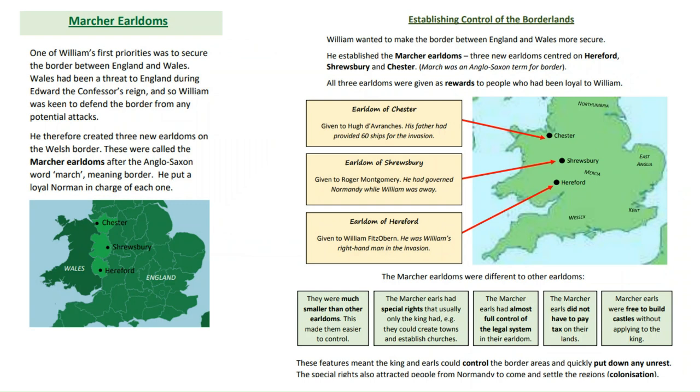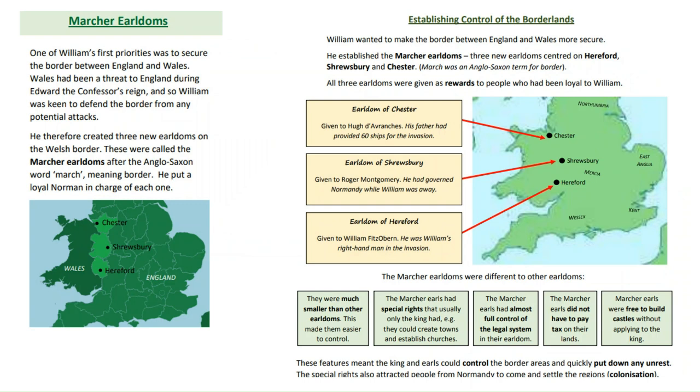He therefore created 3 new earldoms on the Welsh border. These were called the Marcher earldoms, after the Anglo-Saxon word march, meaning border. He put a loyal Norman in charge of each one. If you look at the map, you can see they're spread out along the Welsh border to try and protect against any possible Welsh attacks. He wanted to make this border more secure.